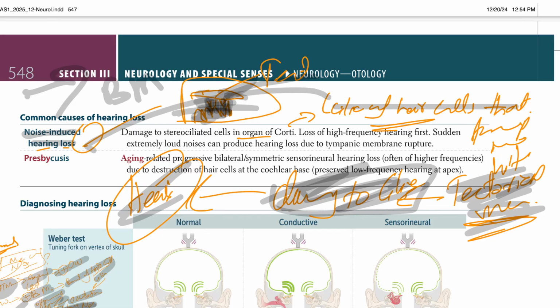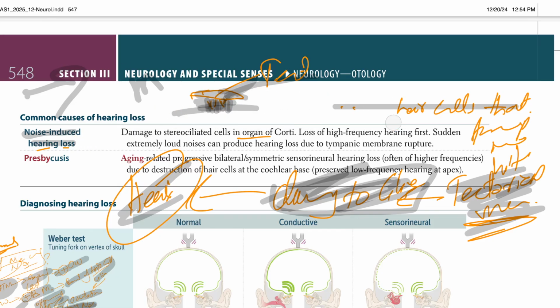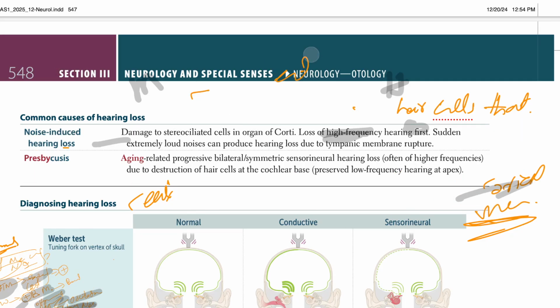Prolonged noise. Let's just remove this, and now let's review this part. Prolonged noise damages the hair cells of the organ of Corti and causes high frequency loss first, because again, low frequencies, as somebody had a very great mnemonic about the helicotrema: helicopters fly low, so helicotrema, low frequencies. So that's why we are losing the high frequencies first. Then a sudden extreme loud noise can also produce hearing loss due to tympanic membrane rupture. Okay, very detailed here.